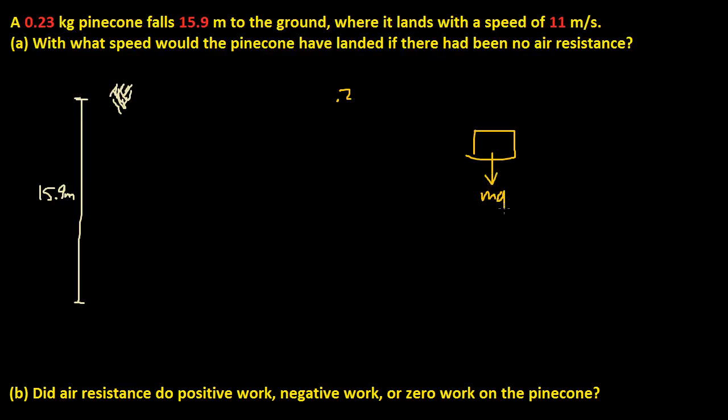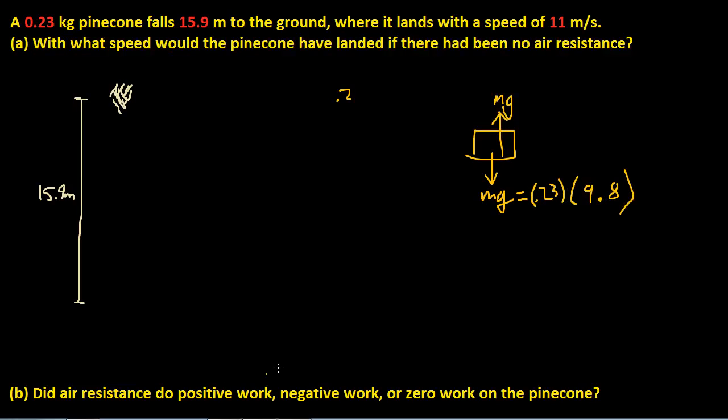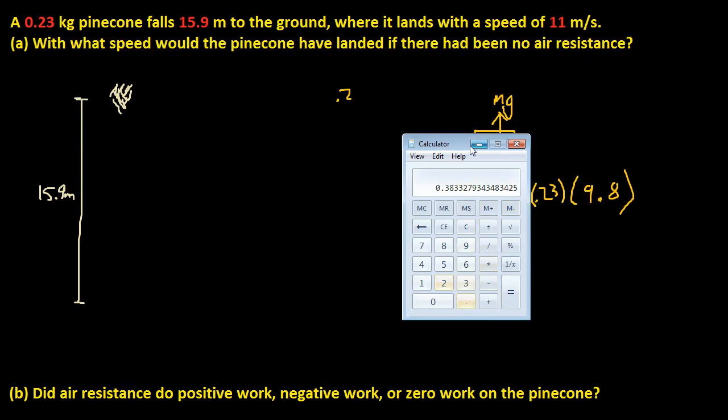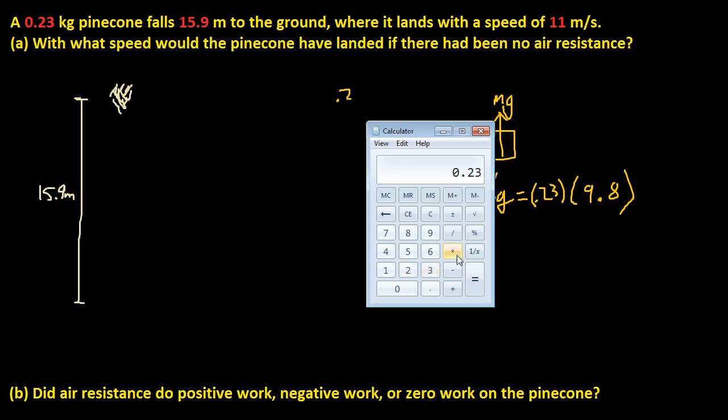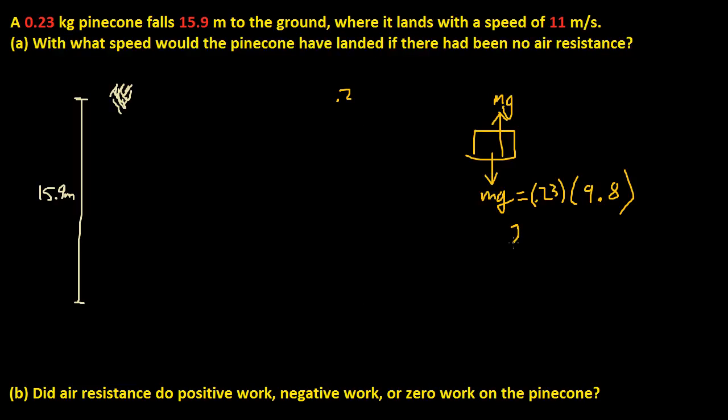So we have mg, and that's going to be the force. To counter this, or to make the acceleration constant, we must have an upward force that is equal to mg. So mg is 0.23 times gravity, which is 9.8. So 0.23 times 9.8, and that's equal to 2.254.